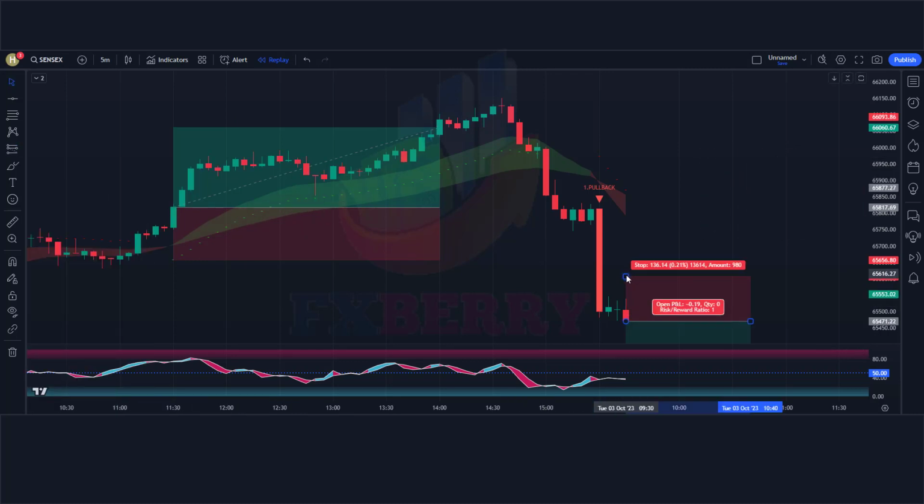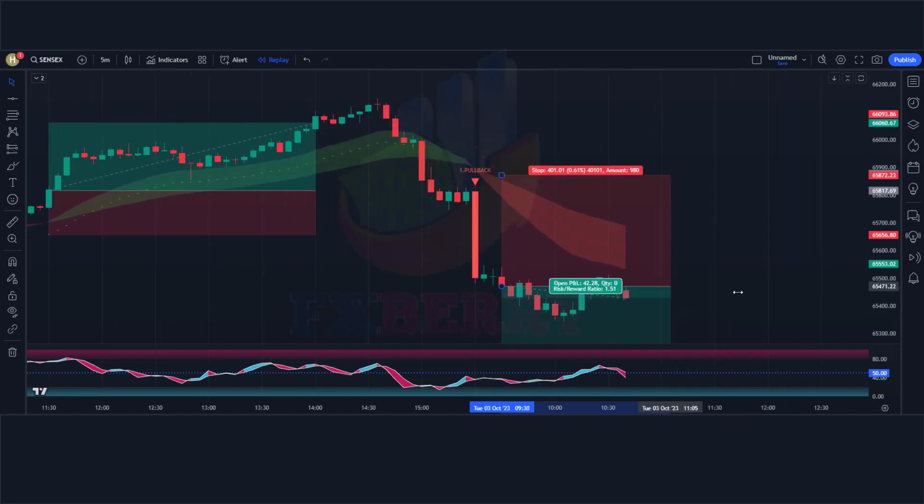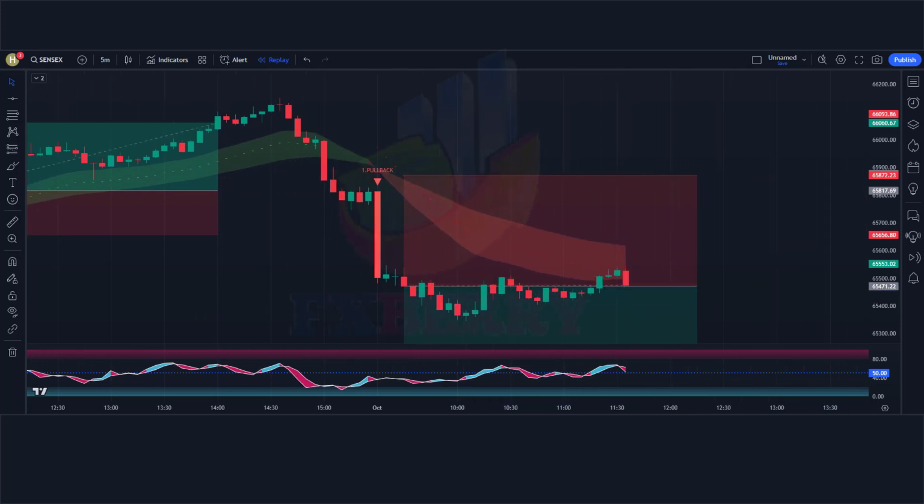Our stop loss will be placed at the LNL pullback arrows indicator's stop line. And the risk to reward ratio will be 1:1.5. Let's see what happens to our trade. Our trade is running in profit.